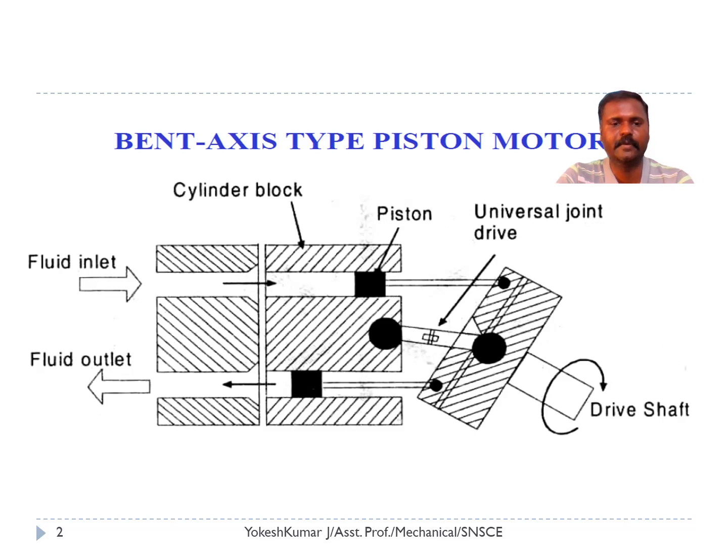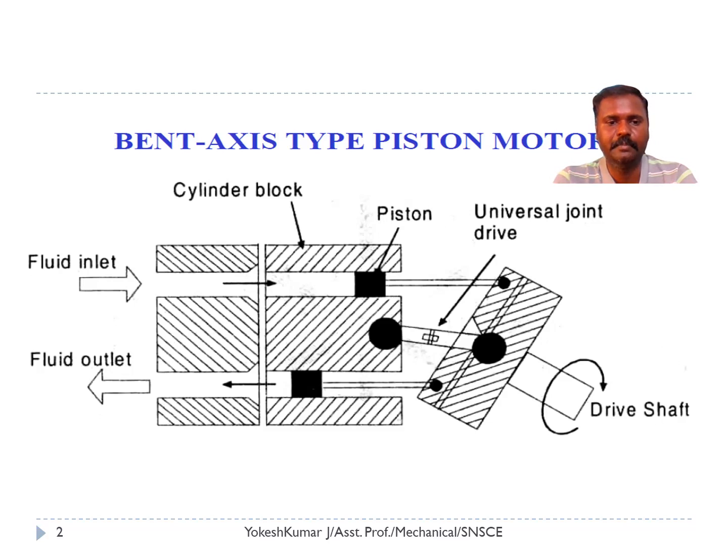In the stationary cylinder block, inlet and outlet ports are there. The stationary cylinder block is connected with the rotating cylinder block. Inside the rotating cylinder block, cylinders are there. Inside the cylinder, pistons are there, which are connected with the connecting rod, and the connecting rod is connected with the universal joint with the drive shaft. So this setup will convert a linear motion into rotary motion.